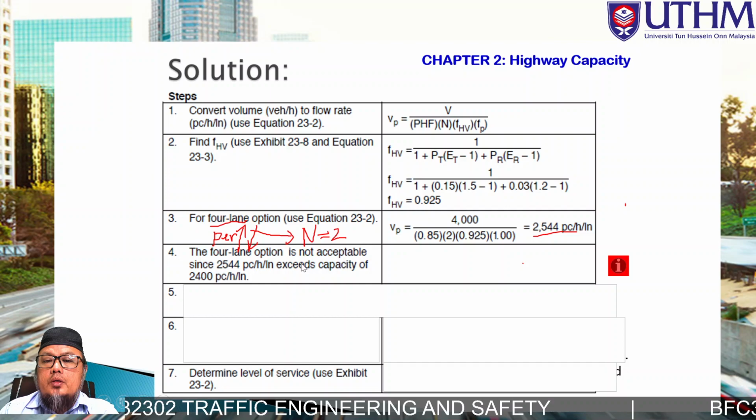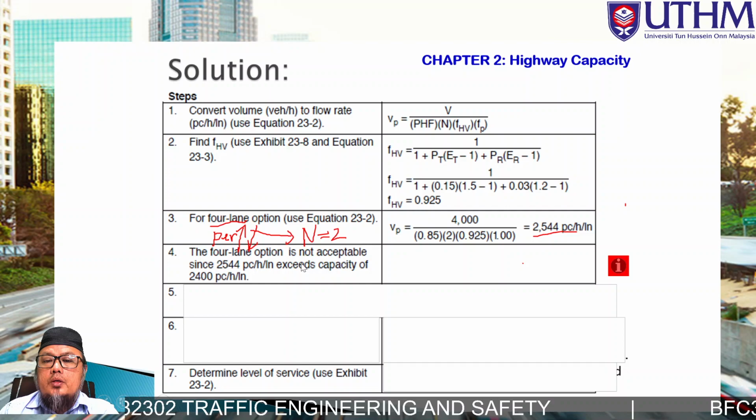So we cannot use this particular FN factor, number of lanes, as rural, but consider it as urban. That's why you get 4.8. If you refer to Exhibit 23-6, the number of lanes is 3 per direction because we consider 6 both. So we obtain 4.8. Later you can refer to this particular table.